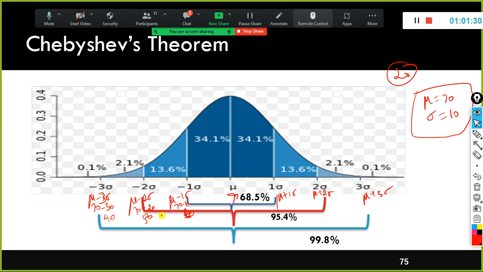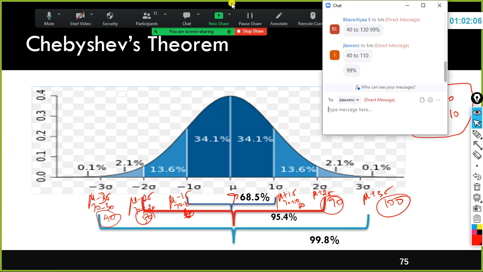Bhavishya mentioned it correctly here. 40, 50, 60, and here you have 70, plus 1 sigma, 1 into 10 is 10, 80, 90, and here you have 100. So 99% of the employees' heart rate ranges between 40 to 100. 95% of the employees' heart rate ranges between 50 to 90. And 68% of the employees' heart rate ranges between 60 to how much here? 80, right? Are you able to understand?